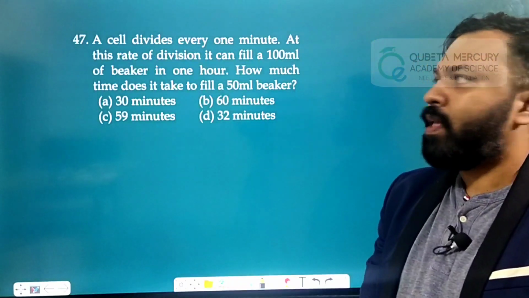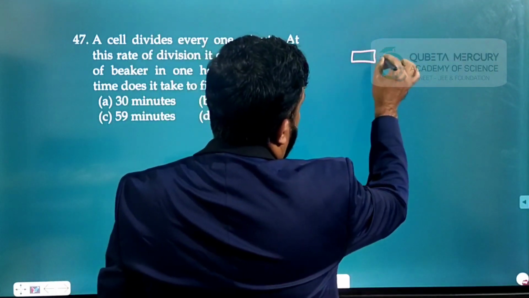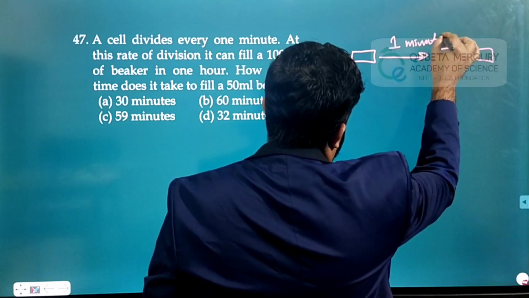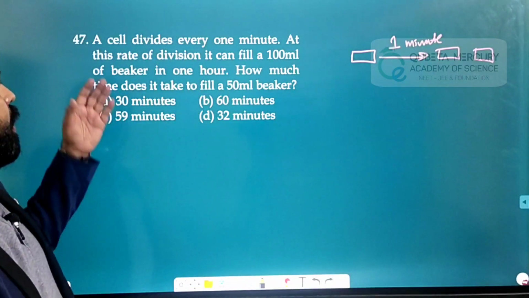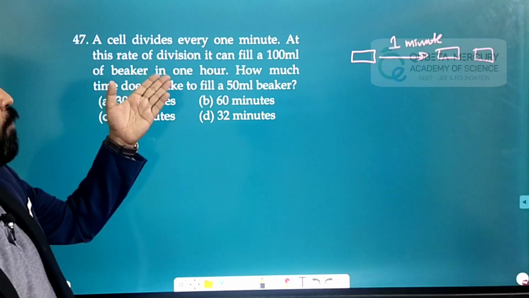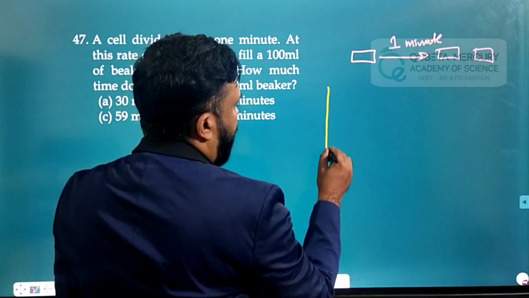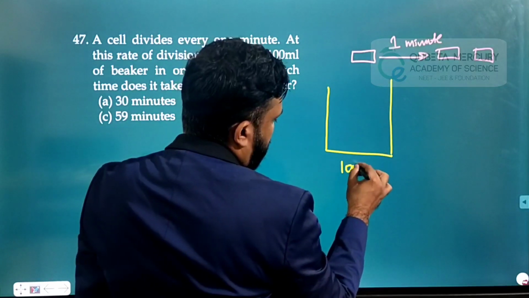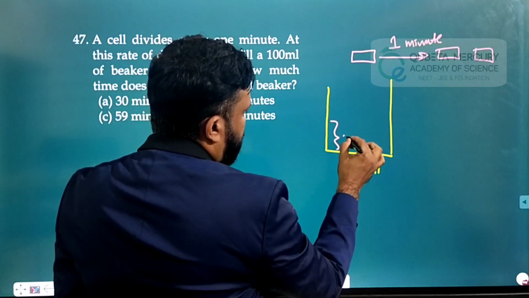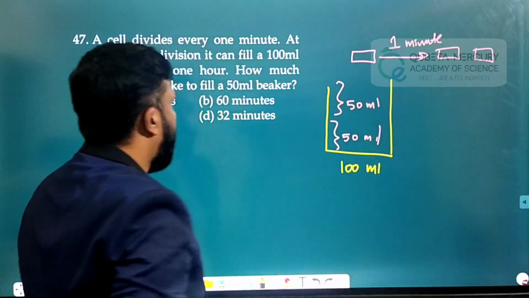Okay, 47. A cell divides every 1 minute. A single cell is divided into two daughter cells in a single minute. At this rate of division, it can fill a 100 ml beaker in 1 hour. The 100 ml can be divided into the first 50 ml and the second 50 ml.